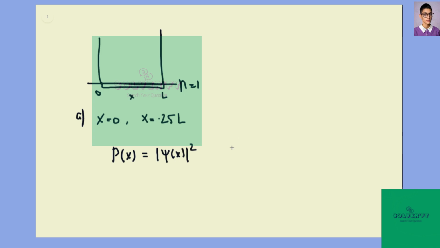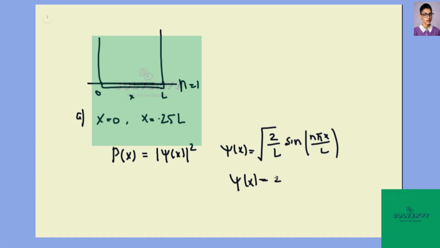In our case, for the electron in a one-dimensional potential well, the wave function is given as root 2 over L sine n pi x over L. Since n is equal to 1, I can simply say the wave function is psi of x equal to root 2 over L sine pi x over L.